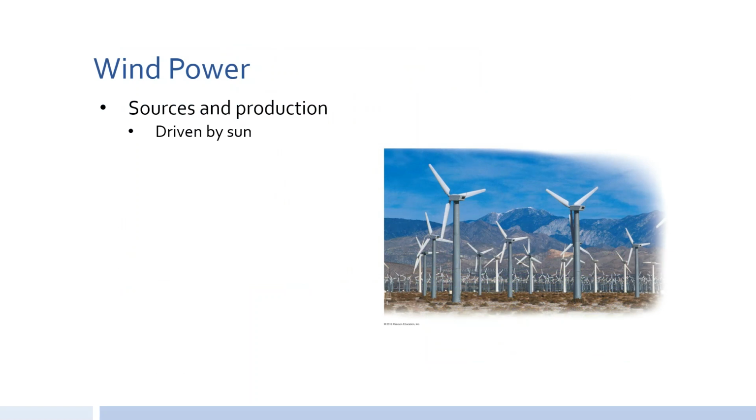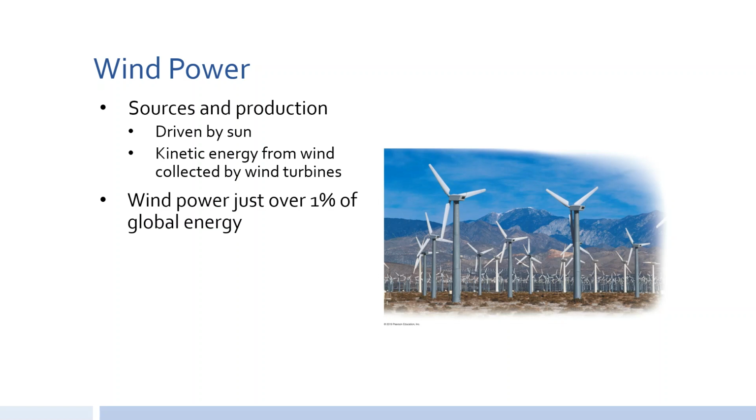So wind in general, if you took a physical geography class, you would learn about this, is caused by uneven heating. That causes different air pressure, and then you get wind as that air is moving around. So you have these wind turbines, and much like the other turbines that I've talked about, basically you're capturing that kinetic energy from the wind turning those turbines. It's only currently 1% of global energy. It is the fastest growing renewable.